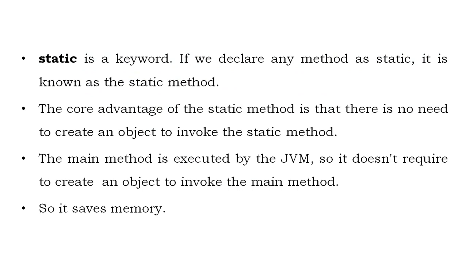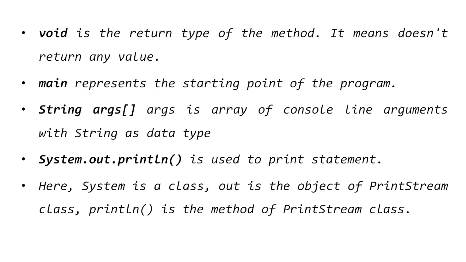Then static is a keyword. If we declare any method as static, it's known as a static method. It means all the class contents are controlled, but it doesn't impact any object. The core advantage of the static method is that there is no need to create an object to invoke the static method. The main method is executed by the JVM, so it doesn't require creating an object to invoke the main method, so it saves memory. This one is the important point as far as static is concerned.